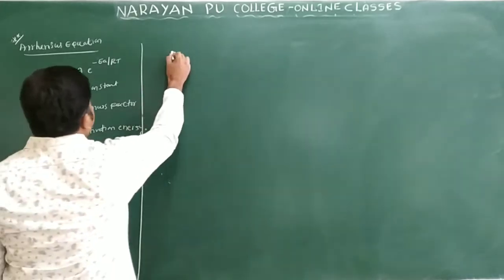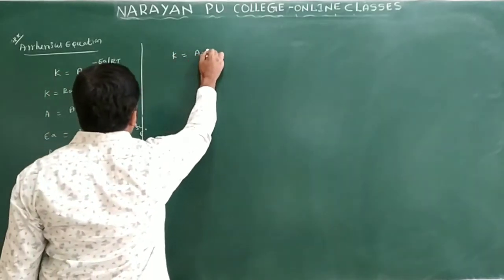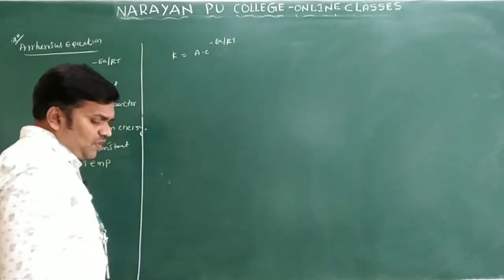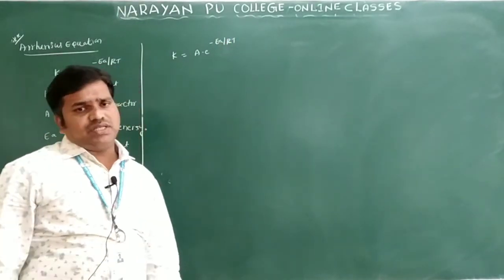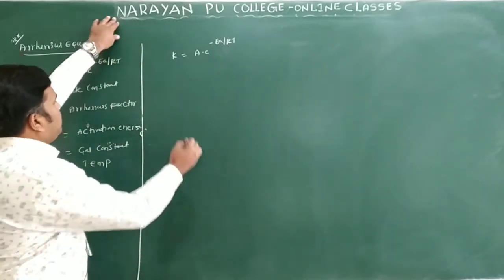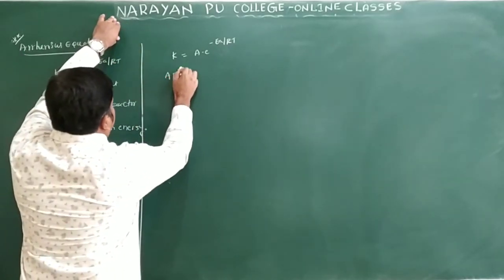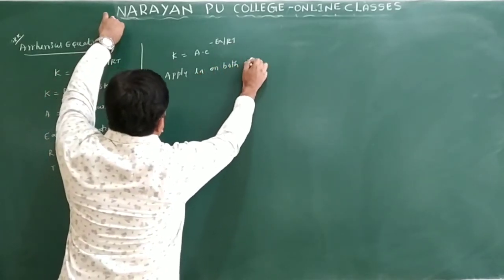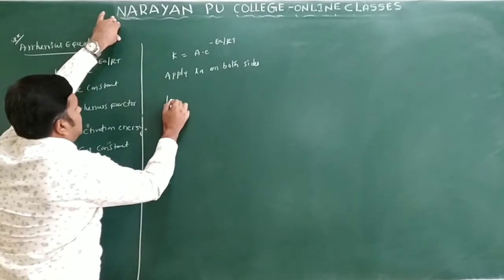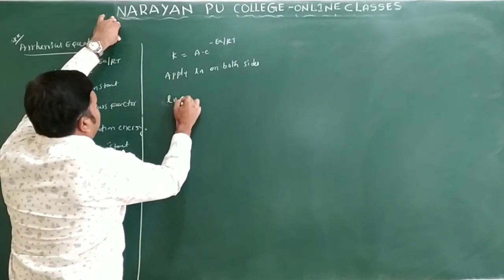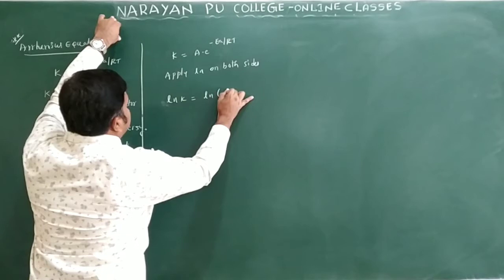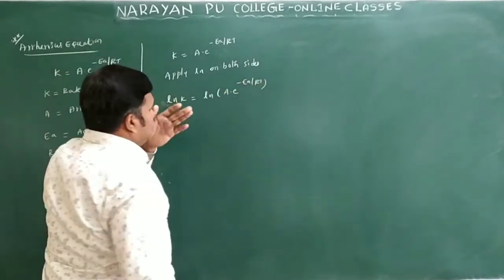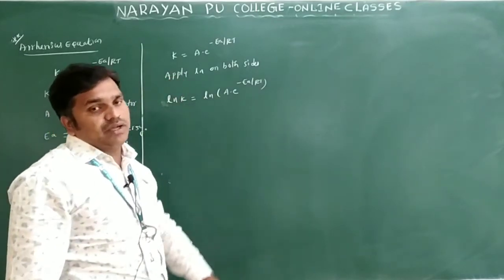Clear? Now we have k is equal to A into e power minus Ea by RT. I want to apply ln, the natural logarithm, on both sides. Then what will you get? ln k is equal to ln of A into e power minus Ea by RT. This is in the form of log of A into B.